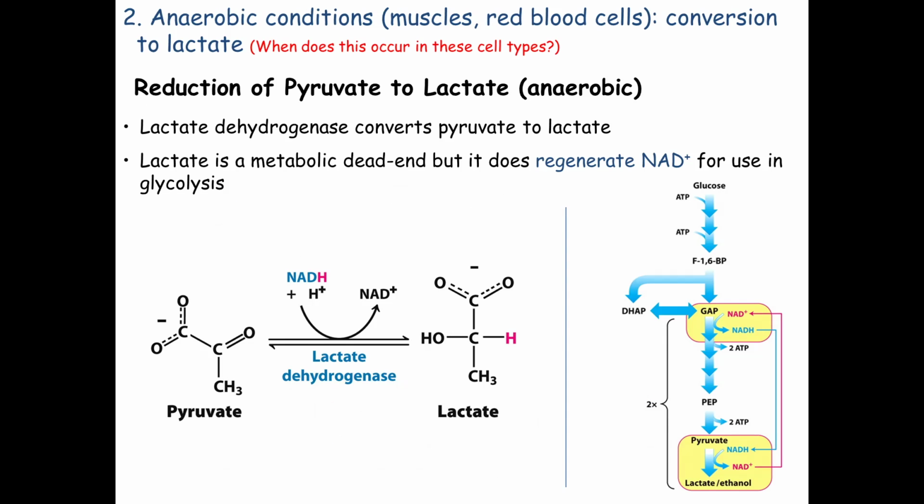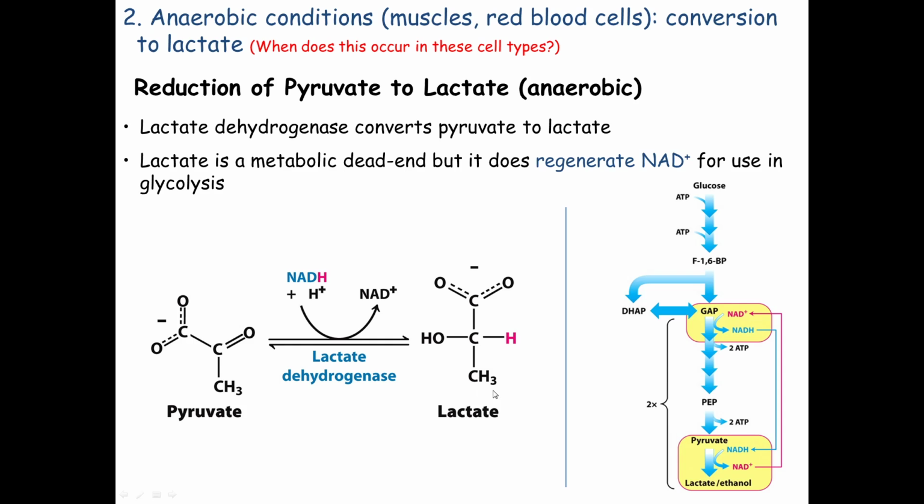Here's the one to lactate. We don't lose the CO2 this time. We simply take the pyruvate and reduce it once. The carbonyl here becomes a secondary alcohol, and you get lactate. I don't get any more ATP out of this, but I do regenerate my NAD+, just like the other one.